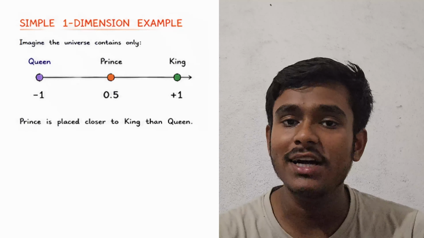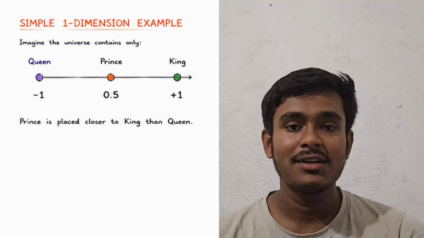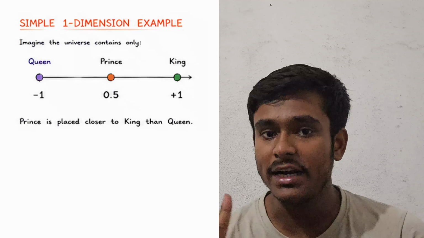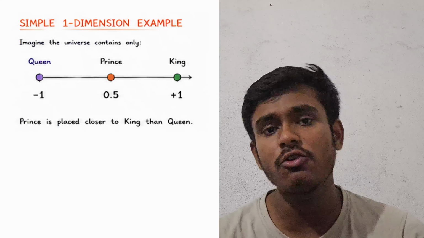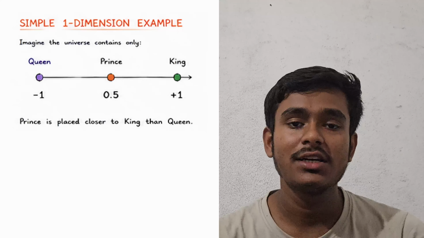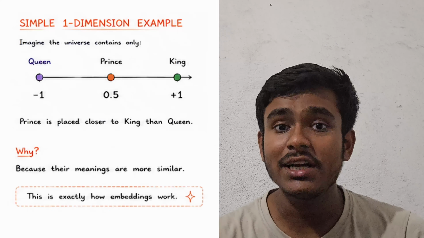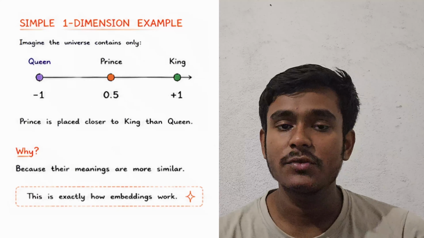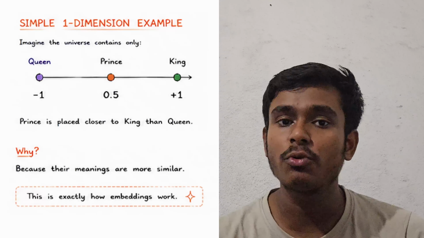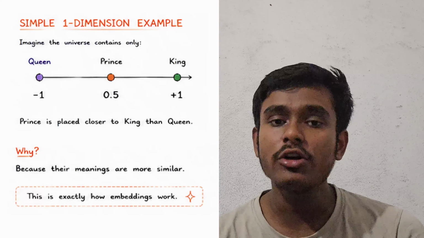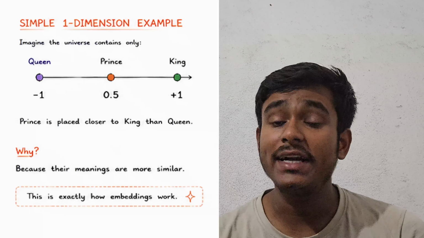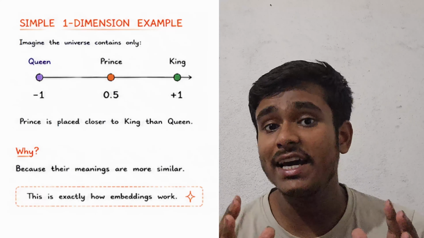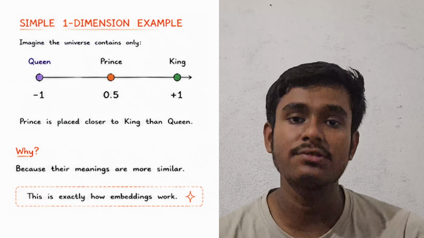Now let's bring another word, prince. Where will you place this? Will you place it at 0? Will you place it at -1? Will you place it at +1 or any other point? You will definitely place it near king, because king is male and a prince is also male. So it makes more sense to put prince closer to king and less close to queen, right? This is the exact principle on which embeddings work.